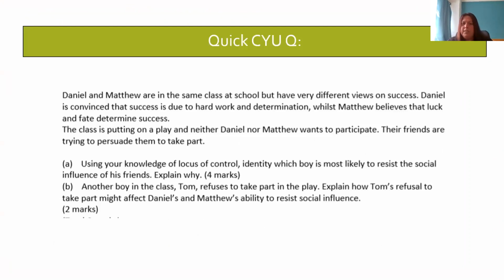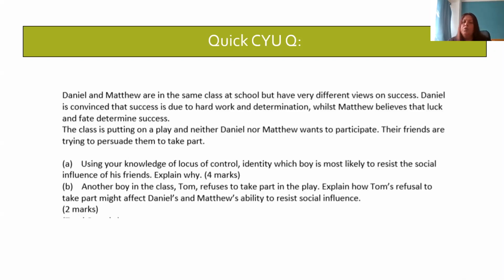So quick check your understanding question. Have a go at doing this. You can pause this if you want to have a go at answering it before you look at the answers. So Daniel and Matthew are in the same class at school, but have very different views on success. Daniel is convinced that success is due to hard work and determination, whilst Matthew believes that luck and fate determine success. The class is putting on a play, and neither Daniel nor Matthew wants to participate. Their friends are trying to persuade them to take part.